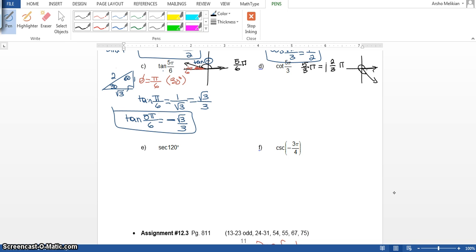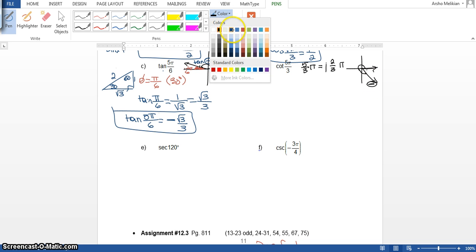I'm in quadrant number 4. Cotangent corresponds to tangent. Is tangent positive or negative in quadrant number 4? All Students Take Calculus. Tangent is negative here. So the sign is going to be negative. Now I need to find the reference angle.